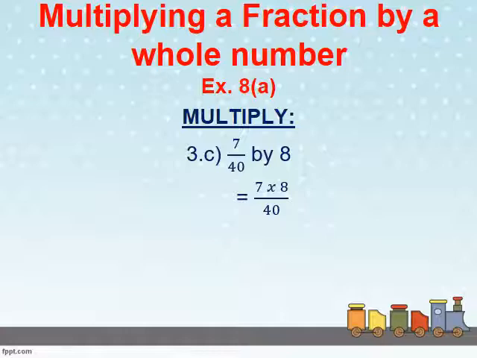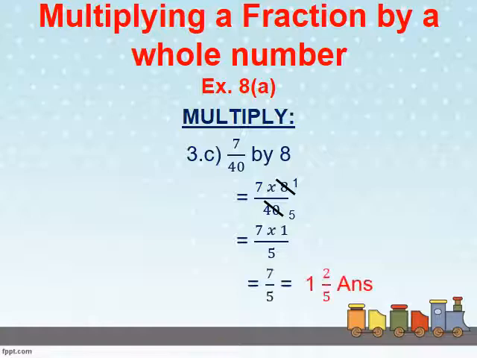Now children, we can divide 8 in the numerator and 40 in the denominator by common number 8. So 8 divided by 8 is equal to 1 and 40 divided by 8 is equal to 5, right? So now what is left? Well, now this fraction is equal to 7 multiplied by 1 in the numerator part upon 5, which is equal to 7 by 5. And now 7 by 5, since it is an improper fraction, so change it into mixed fraction, which is equal to 1 2 by 5, and this is our final answer.